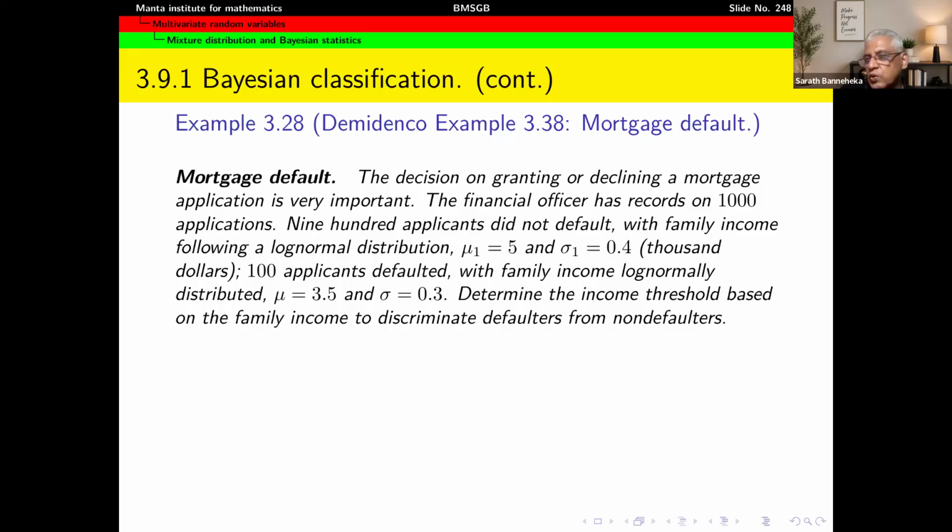So when you say log normal distribution, you know there is a connection between the normal distribution and the log normal distribution. We have discussed this in an earlier lecture. These mu and sigma are actually the corresponding mean and standard deviation of the corresponding normal distribution.